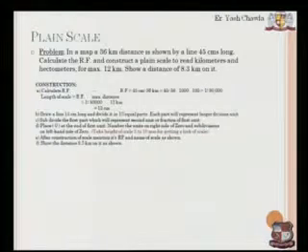Now look at this example and read it very carefully. I'll read it out to you. In a map, a 36 kilometer distance is shown by a line of 45 centimeters long. Calculate the RF and construct a plane scale to read kilometers and hectometers for a maximum of 12 kilometers. Show a distance of 8.3 kilometers on it. So we basically need to accommodate a map of 36 kilometers by a line of 45 centimeters long.